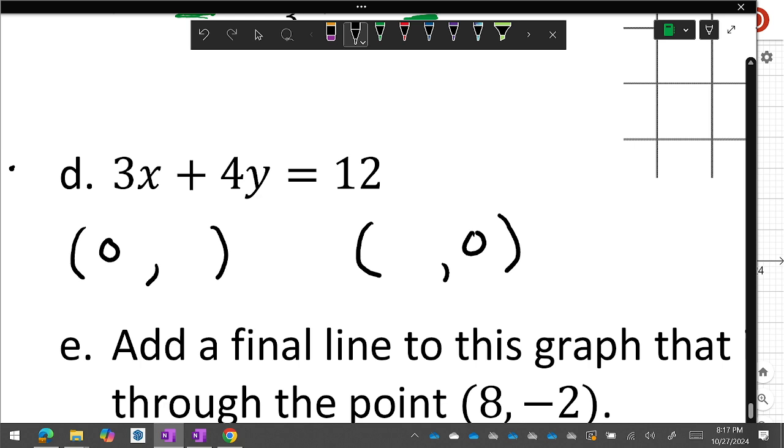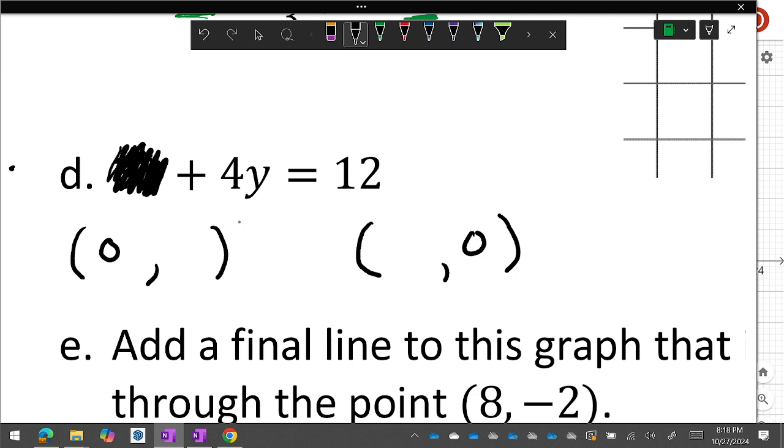And if I was to play the game, I could say, look, I want x to be 0. So I cross this out, x is now 0. There's no x. And if I look at this equation, it says 4y is 12. If x is gone and 4y is 12, if I divide both sides by 4, I get that y is the number 3. So when x is gone, y is 3. That's my y-intercept, and then I could play the same game to find my x-intercept.